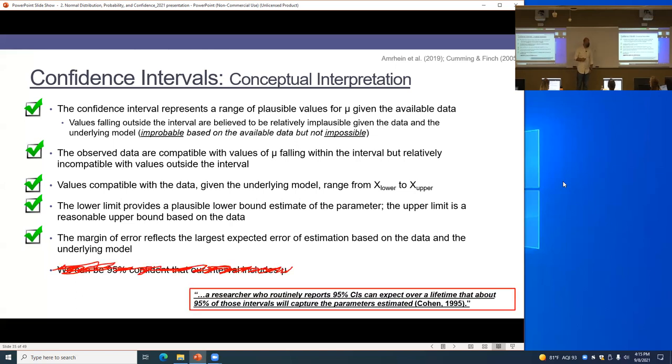So, all right, this is from a Cohen paper. A researcher who routinely reports 95% confidence intervals can expect that over a lifetime about 95% of those intervals will capture the parameter of interest, right? Again, really hitting home that this is a frequentist approach. Our individual interval tells us nothing about anything really. It's giving us the precision on our guess, but we could have Amanda's guess that's way out of bounds, right? But again, Amanda won't know that unless we start aggregating and looking at how my results compare to everybody else who's gone through and done this.